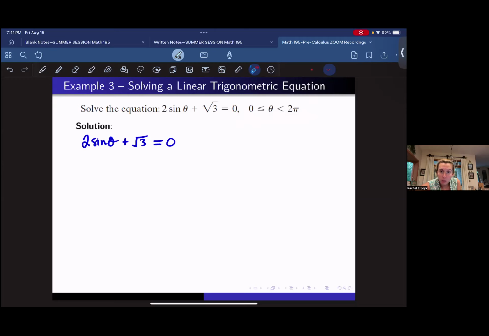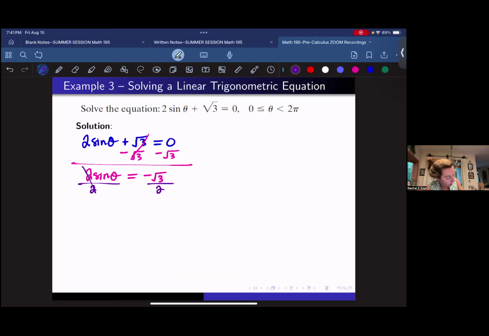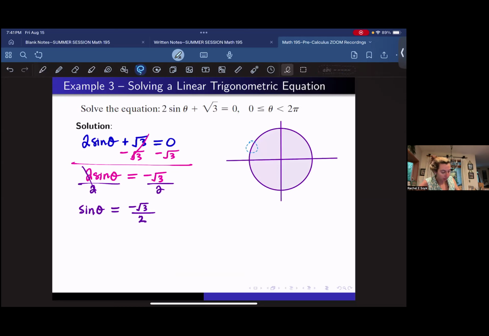So we want to solve for theta. I'm going to go ahead and subtract square root of 3 from both sides. And so now we're looking at 2 sine theta is equal to negative square root of 3. And then I'm going to divide both sides by 2. And so now we have sine theta is equal to negative square root of 3 over 2. Now, off to this right-hand side here, I'm going to put in a nice little visual.